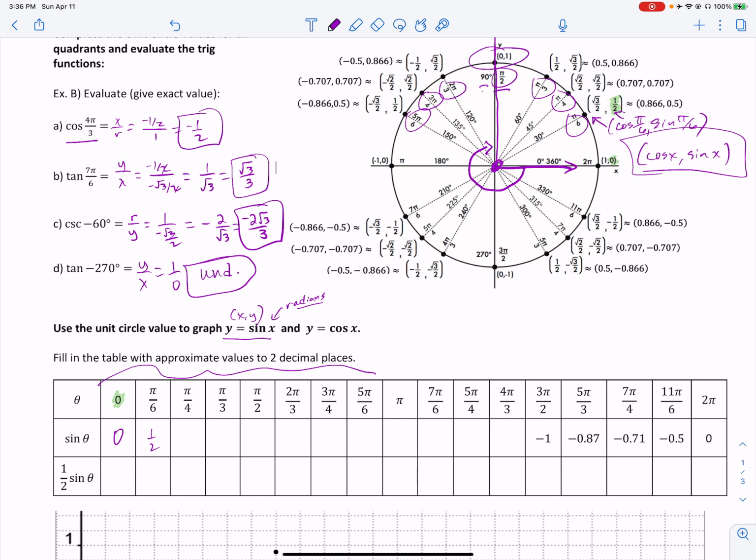And pi fourths, the sine of pi fourths is going to be the y value at pi fourths, which is root 2 over 2, but we want these to 2 decimal places. So I'm actually going to change the 1/2 to 0.5. We don't need 2 decimals there because it's exactly 1/2. But at pi fourths, root 2 over 2 is 0.71. And then we're going to go to pi thirds, and sine of pi thirds is root 3 over 2, or 0.87.